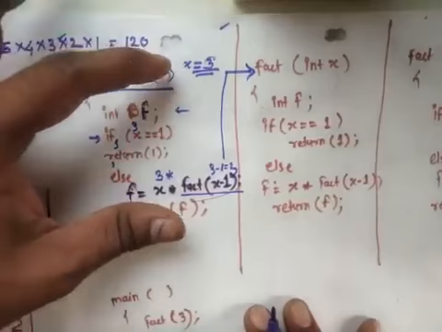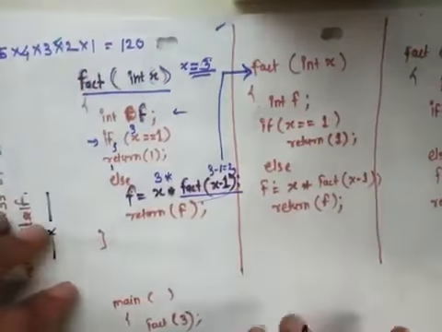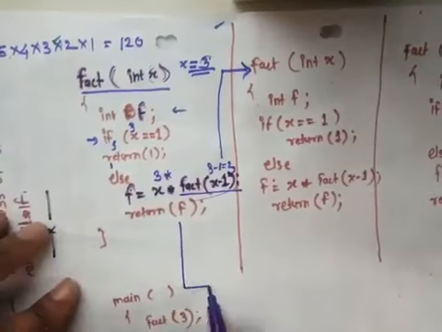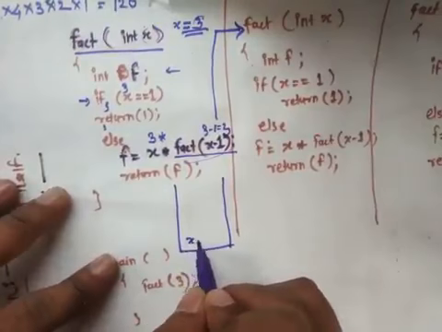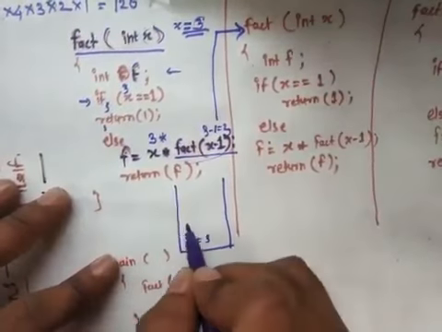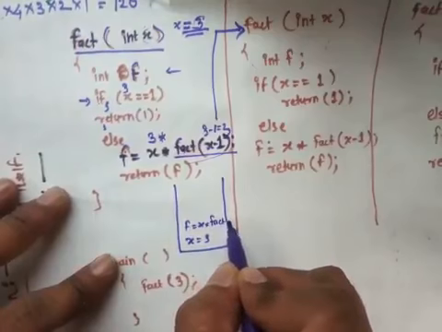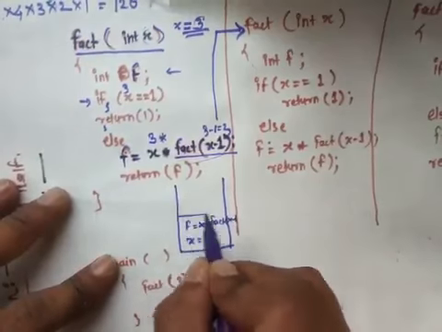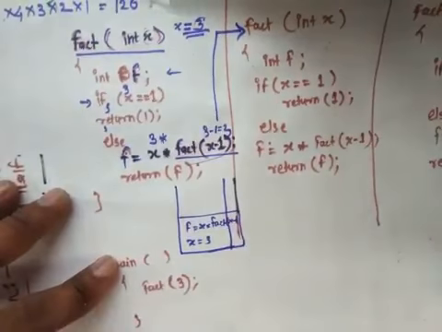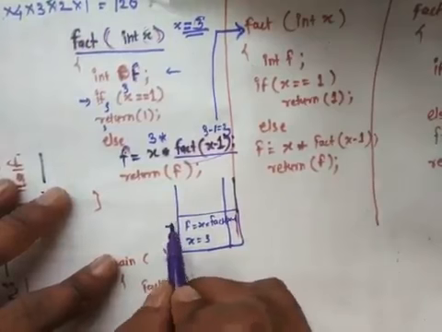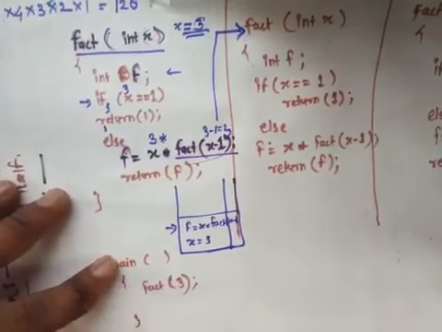So basically what the compiler is going to do is copy all the variables' values and put them on the top of the stack. This is your stack, and we are going to assume that here we store the value of x, that is equal to 3, and the value of f, that is equal to x into fact of x minus 1. All these values are stored on the top of the stack. So who is going to do this? The compiler.